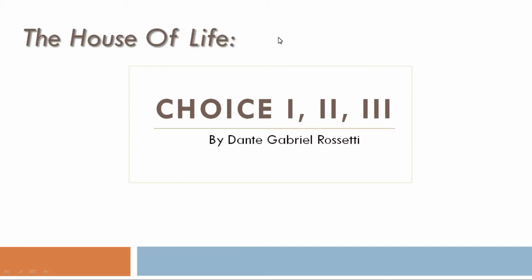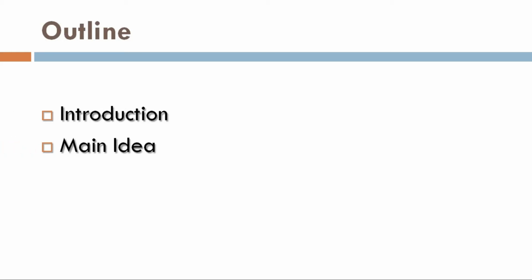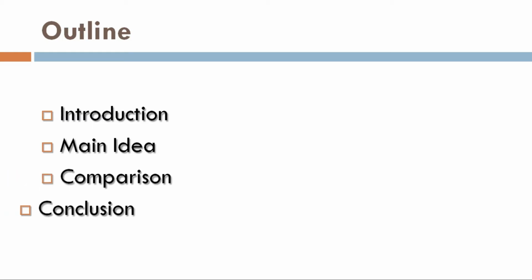So guys, today our video's topic will be Choice 1, 2 and 3 from The House of Life, written by Dante Gabriel Rossetti. The main aim for today's presentation is to gain an understanding of Choice 1, 2 and 3. Before starting the video, let's have a quick glance over the outline. In this video we will do first the introduction, then the main idea, and then there will be a comparison of the three choices, and at the last there will be a conclusion.